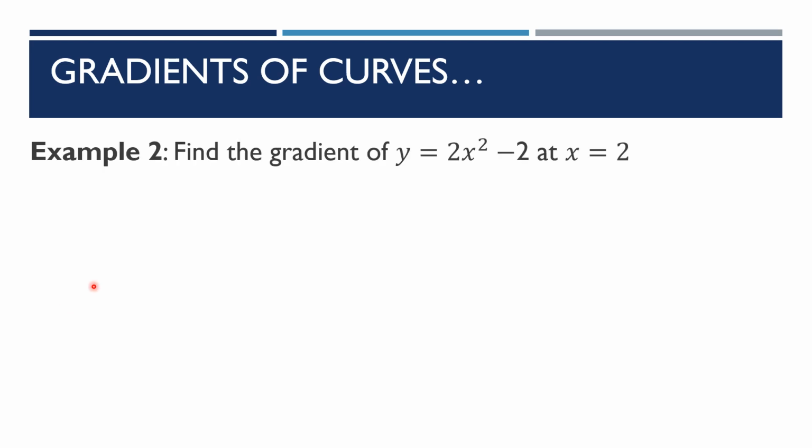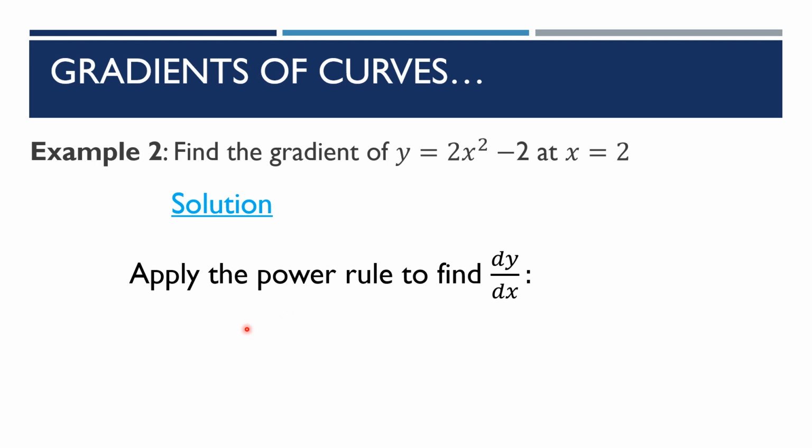In our example 2, we are required to find the gradient of y equals 2x squared minus 2 at x equals 2. So we shall first of all apply the power rule so as to find the gradient function dy/dx.